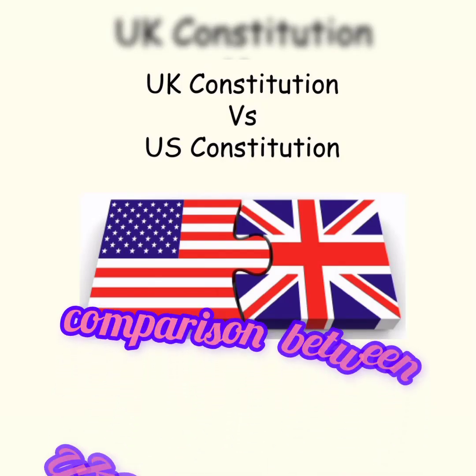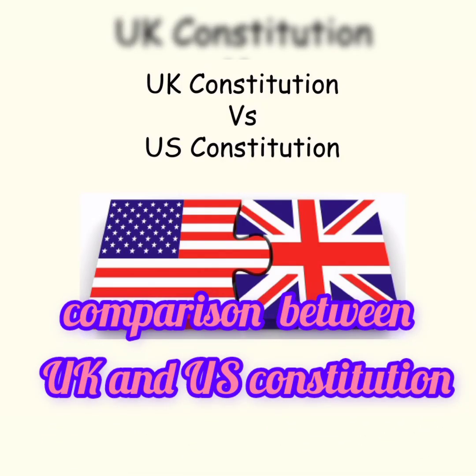The United States and the United Kingdom have different systems of government, and, as a result, their constitutions reflect those differences. Here are some key points of comparison between the US and UK constitutions. 1. Written vs. unwritten constitution. The United States has a written constitution, which is a single document outlining the fundamental principles and framework of government.